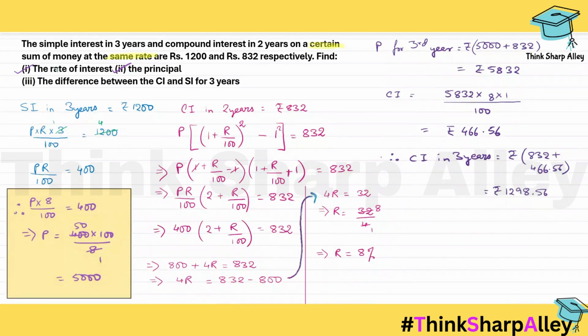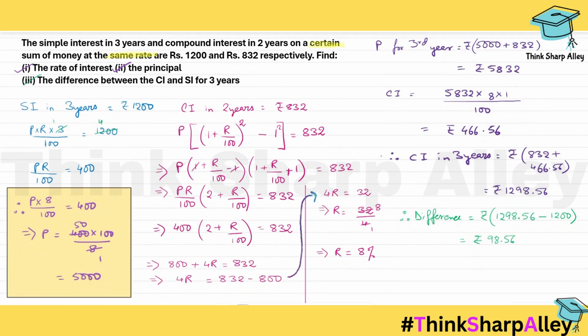Now once we have got it, we can easily find the difference between CI and SI for 3 years. So CI in 3 years is 1298.56 and SI in 3 years is rupees 1200. Subtracting these two, I'm getting rupees 98.56. And there it is, the difference. So easy, right? The trick was never the formula. It was knowing where to stop and where to simplify.